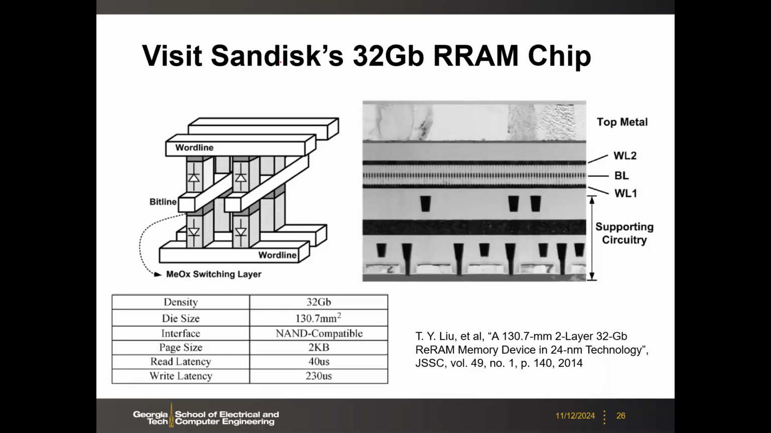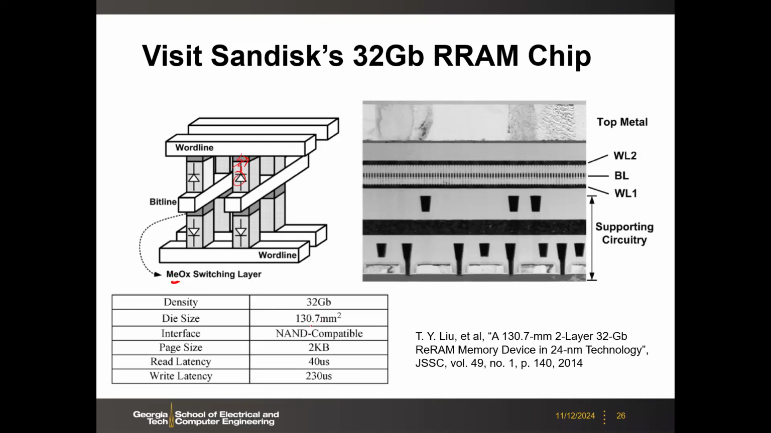So this is the structure. It's like the 3D XPoint. The only difference is that here, instead of the phase change memory, it has a selector and then an RRAM, a resistor. Of course, they didn't disclose what material is used for this memory element. They just say this is metal oxide, MeOx. There's no element called Me. Me means metal. Okay, it's just a generic symbol.